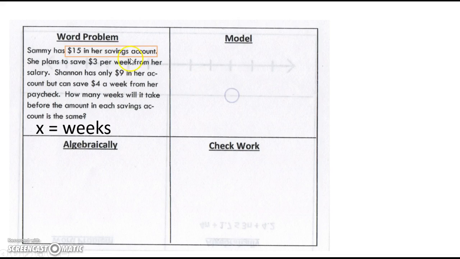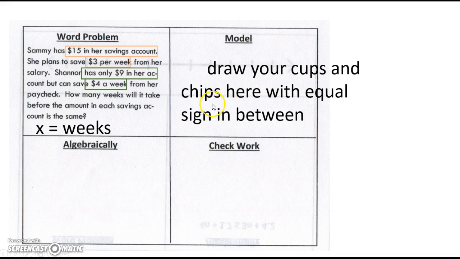Okay, going over here to your word problem, $15 in her savings account. That's like her starting point. Save $3 per week. Week is your X, so that's like 3X. So Sammy is going to be the left side. Shannon's going to be the right side. We know she has $9 in her account. That's her starting point, and she's going to save $4 a week. So that's like 4X. All right, so we go to your model. That's where you're going to draw your cups and your chips with an equal sign in between.